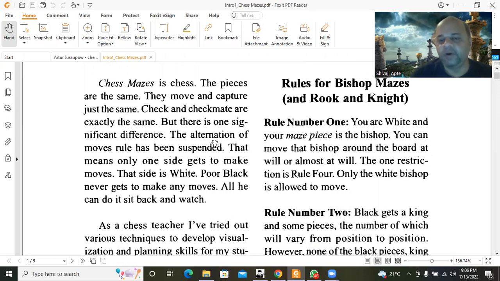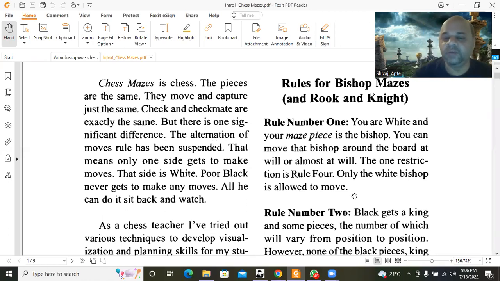The rules are the same for rook, knight, and bishop mazes. When it comes to queen, king, and pawn mazes, it's slightly different, but we'll look at that not now, maybe one month down the line. So first we are going to concentrate on bishop mazes, rook mazes, and knight mazes, or king, pawn, and queen mazes, classified depending on which piece moves, not which side.